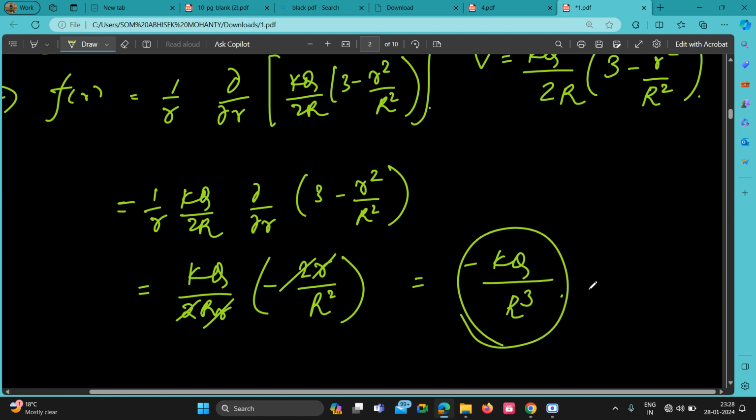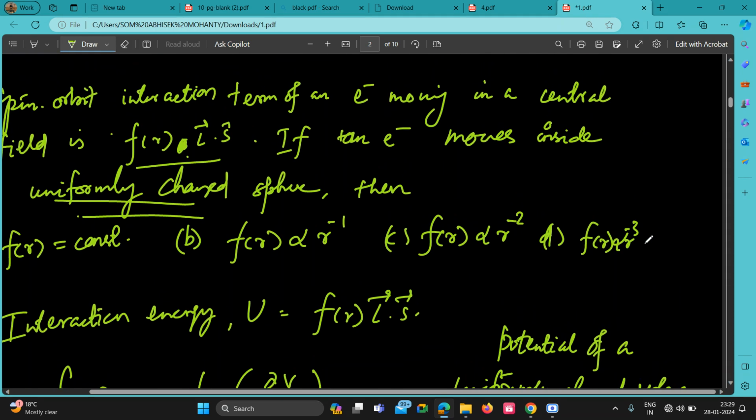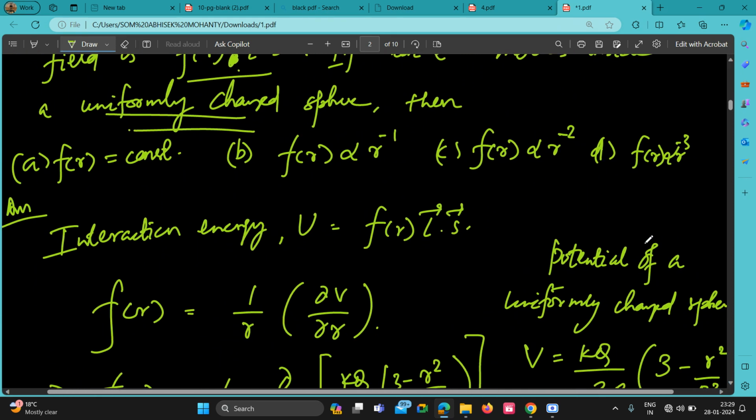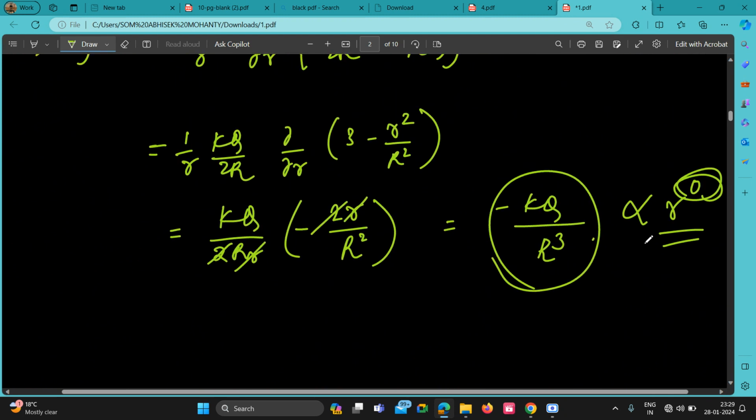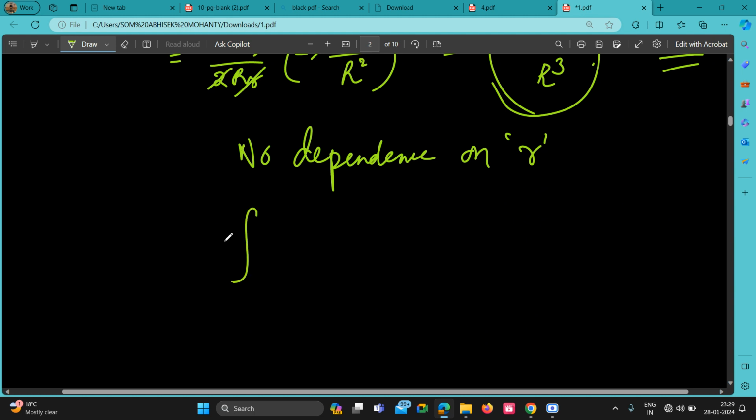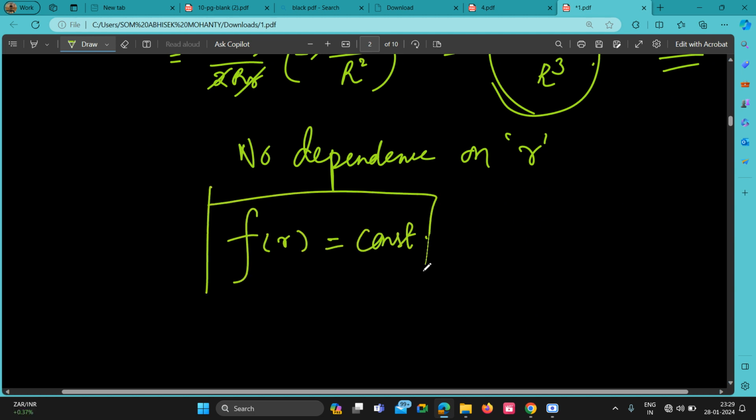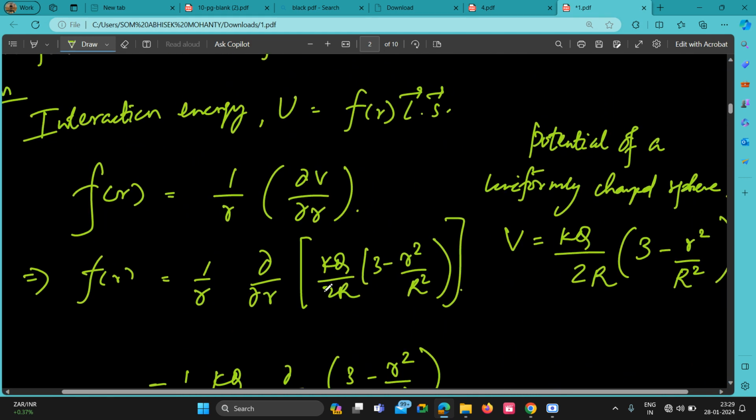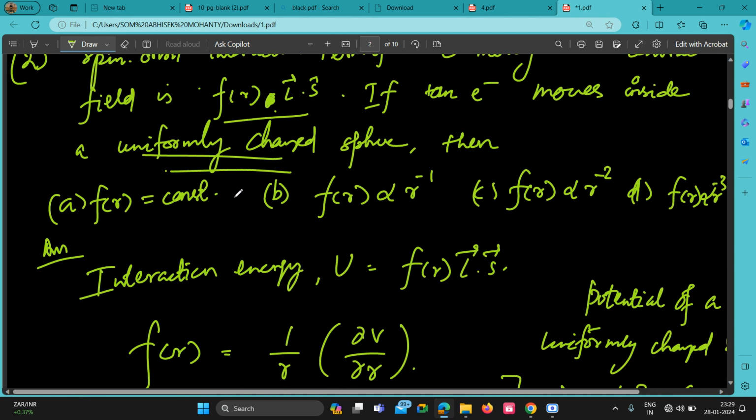But if you see, this is not dependent on r. There is no dependence on r, small r. In the options it is asked what is the dependence on small r. But if you see, all the small r's are cancelled. So there is no dependence on small r, right? So what can we say? We can say Fr is constant. It's not changing with respect to r. So what will be the option for it? The option will be option A.